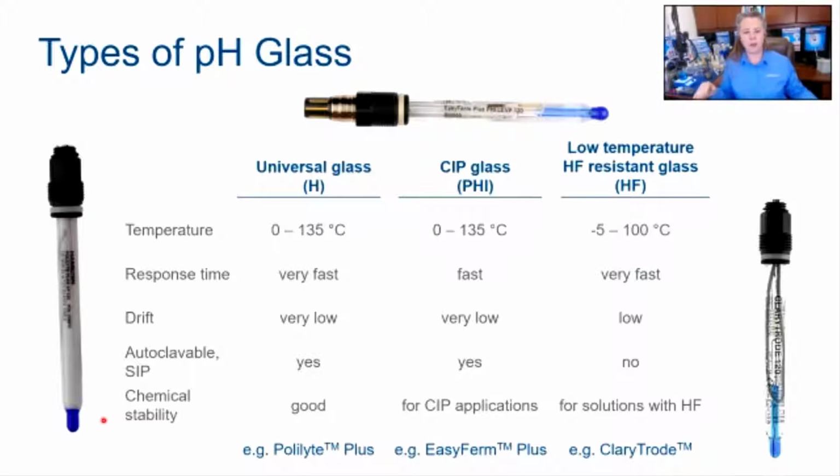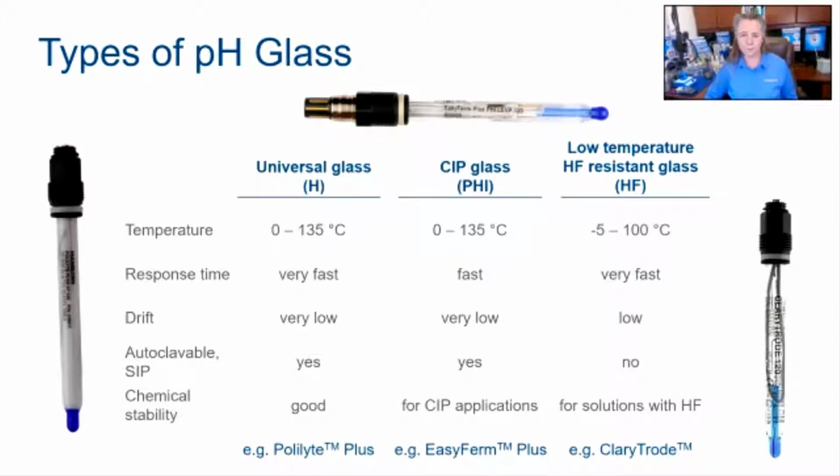Every manufacturer, again, has different kinds of glass. Within Hamilton, we have something called a universal glass or an H glass. There's a Phi glass, which is really awesome for steam in place or autoclavation. So it's used a lot in any bioprocess. And we have an HF glass, which is hydrofluoric acid resistant. There's not as much call as you would think in bioprocess for HF required, but if you are doing something that has HF as part of it, this will not stop the probe from dissolving in the HF over time, but it will give it some resistance. So all of the glasses have different reasons for being.